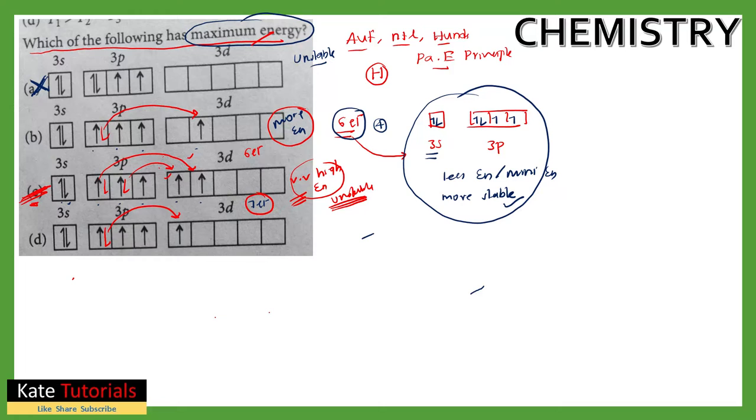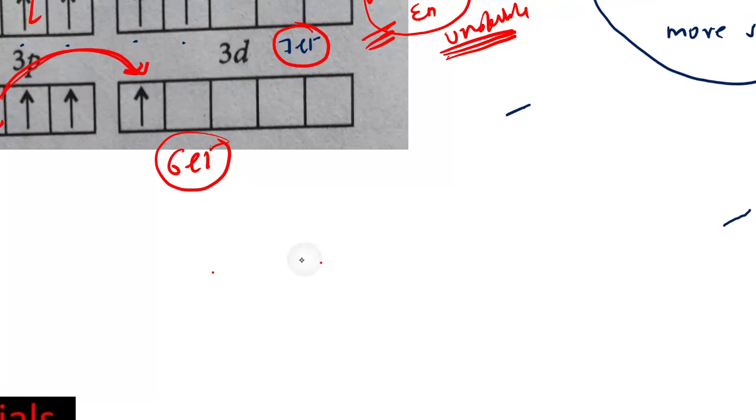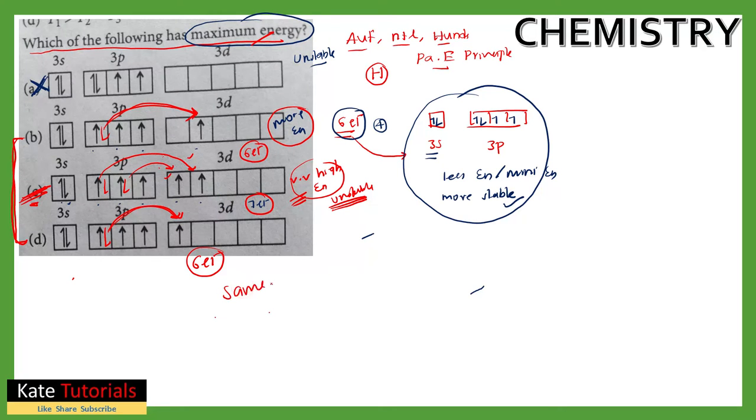Now you will have the doubt, sir, what about B and D? Here also 6 electrons are there, and in D also 6 electrons, and here one excitation, and here also one excitation. Will both have the same energy or different energy? My answer is both will have the same energy only. The distance doesn't matter. If it gets excited here or here, no problem. Both will have the same energy.